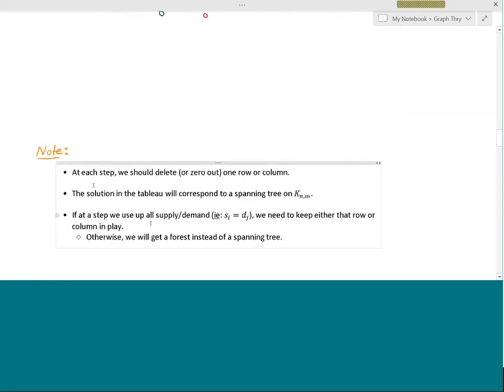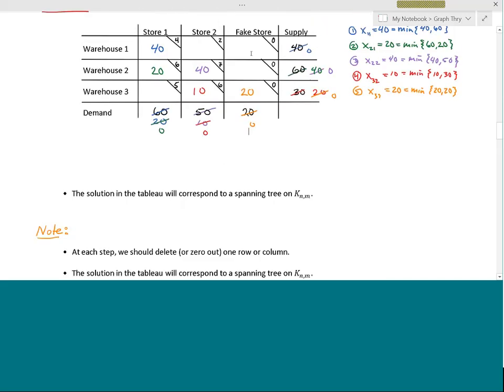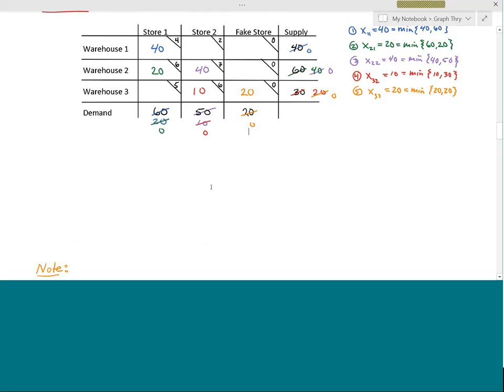And if at any step we use up all of the supply and all of the demand, you can't get rid of two rows and columns at the same time, basically. Because if you actually do get rid of both the row and the column at the same exact time, instead of getting a spanning tree, we will get a forest instead. In other words, a disconnected graph. 380 looks similar. I didn't actually add up the cost before, but that looks vaguely similar because it was in the 200s, I believe, when I was going through it earlier. Not this one, but the next iteration through.